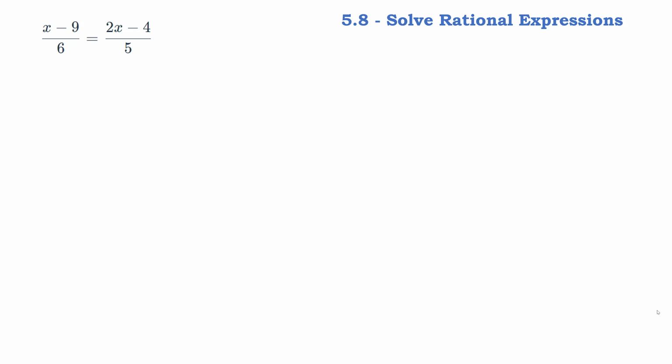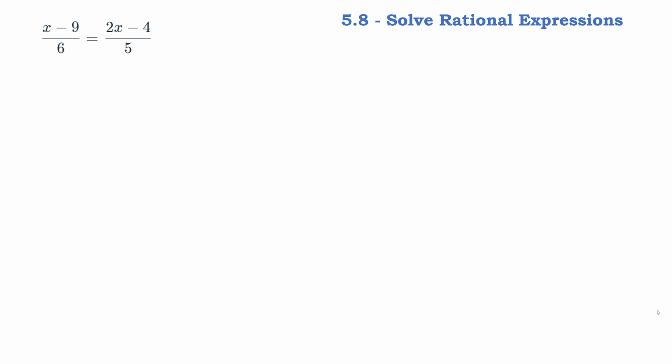So we're going to start out with 5.8 on solve rational expressions. We're going to go through a couple examples here to get everything started and learn what we need to do to solve for these. We're going to start out with this problem: x minus 9 over 6 equals 2x minus 4 over 5.